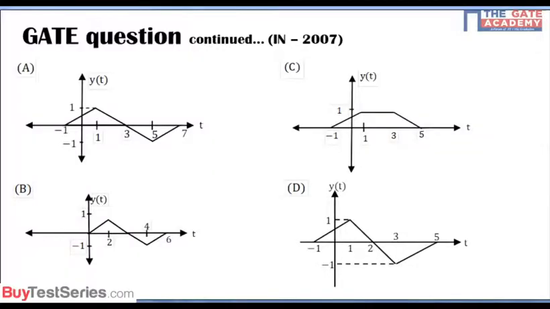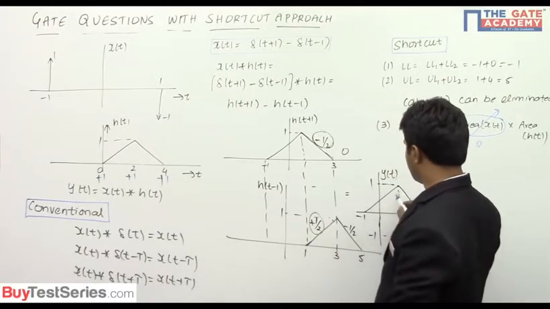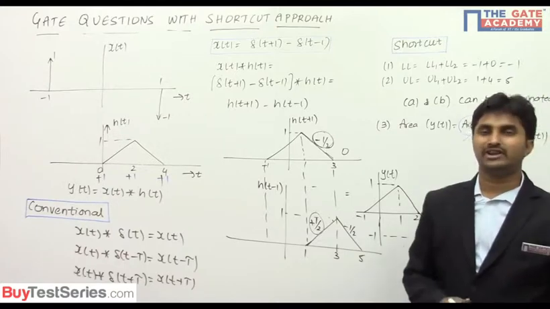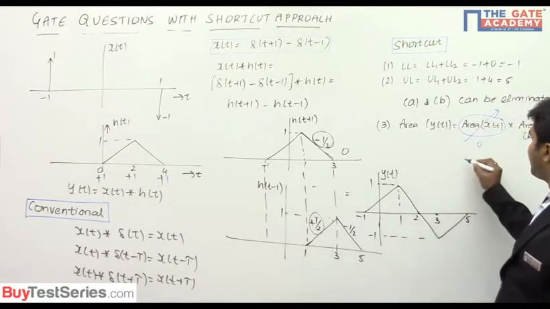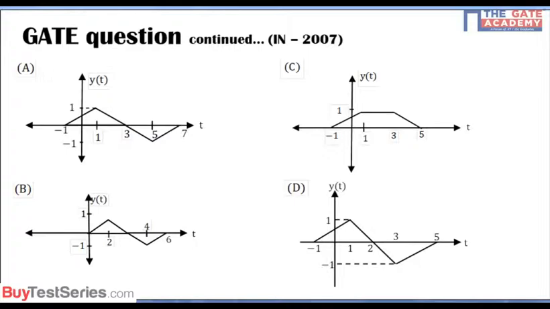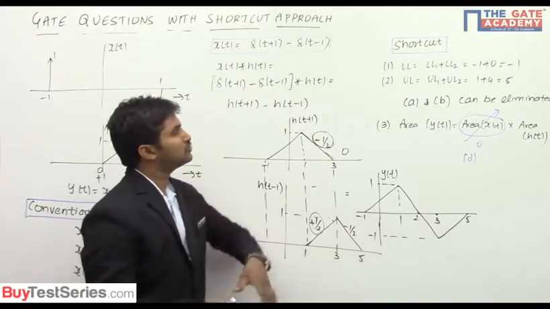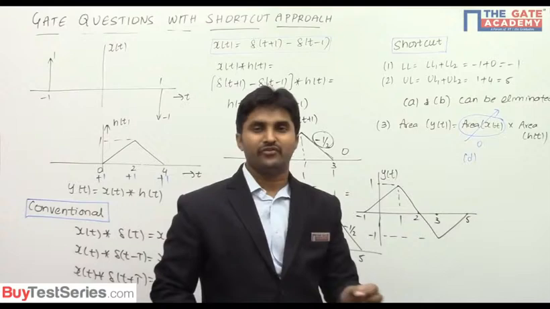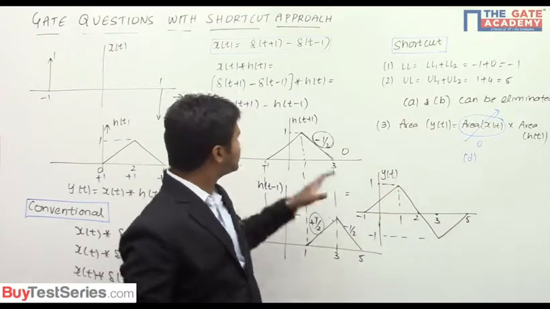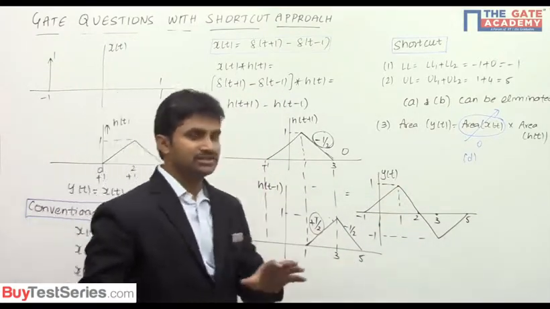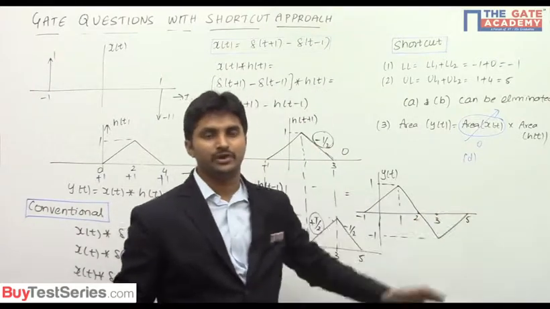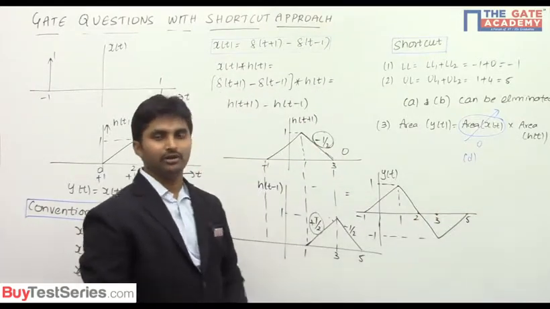Now if you observe the options C and D, option C will always have an area which is non-zero, whereas option D can have the area equal to 0 because you have a positive triangle minus the negative triangle. The total value can be equal to 0, so the answer can be finalized as option D. So by this method, using just the observations of convolution, we can simply solve the problem. Instead of using the conventional approach, you can just look at the problem and solve it.